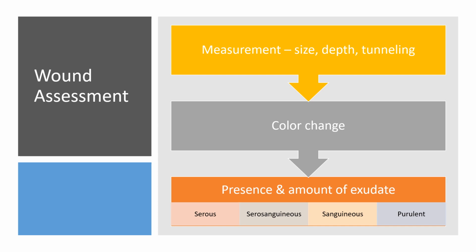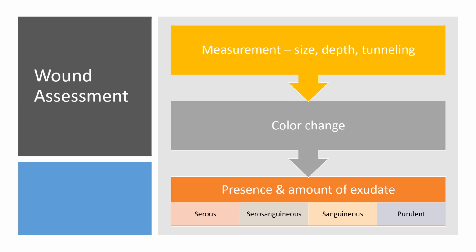Tunneling is a narrow channel or a passageway extending from the base of the wound. This is performed by inserting a sterile pre-moistened cotton-tipped applicator under the wound edges until resistance is met, and the depth is then marked on the applicator and measured using a ruler. The depth can also be measured using only a ruler.